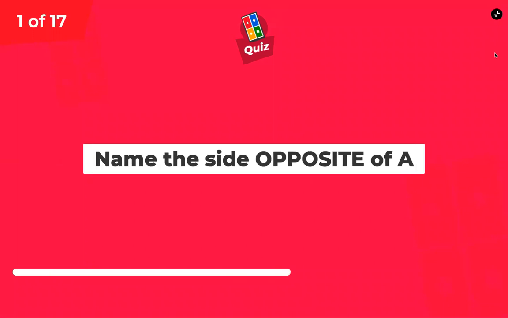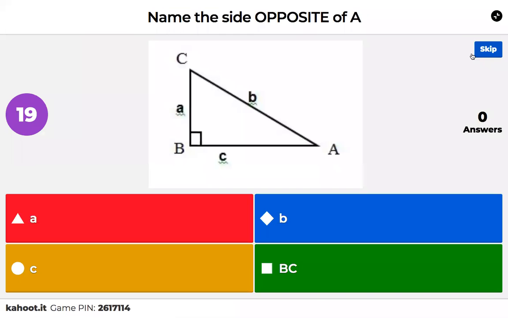Okay, so now you're gonna name the side opposite of angle A. Here's angle A. What is the side opposite?